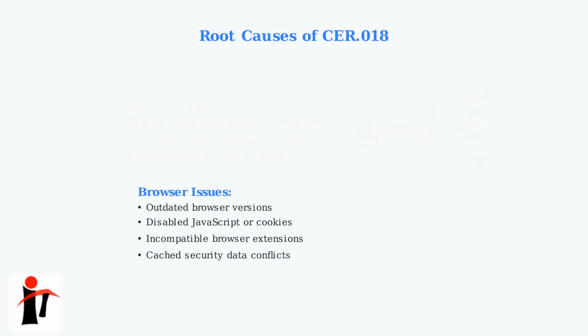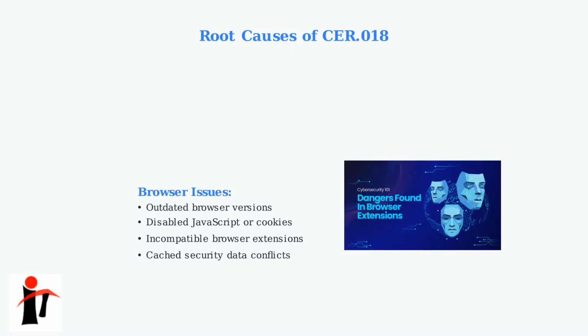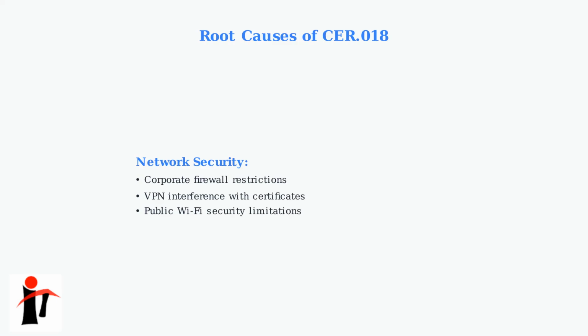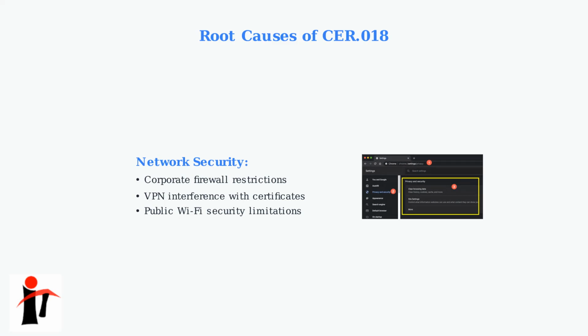These include outdated browser versions, disabled JavaScript or cookies, incompatible browser extensions, and conflicts with cached security data. Browser extensions, while useful, can pose security risks and interfere with the CRA's authentication processes, leading to CER.018 errors. Finally, network security conflicts can trigger CER.018 errors. These include corporate firewall restrictions, VPN interference with certificate validation, and the security limitations of public Wi-Fi networks. Understanding these root causes is the first step toward resolving CER.018 errors.